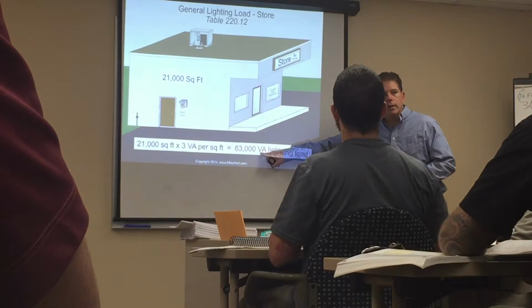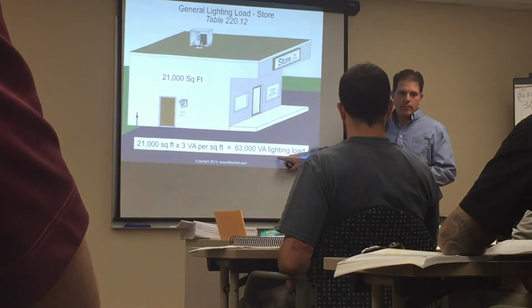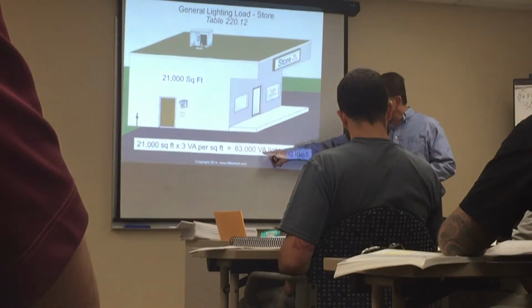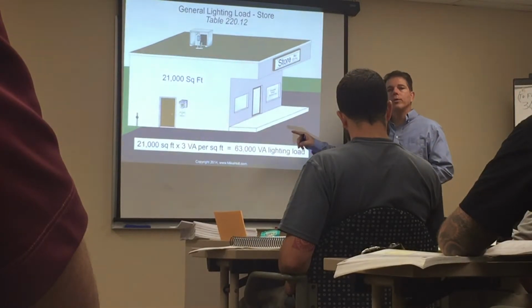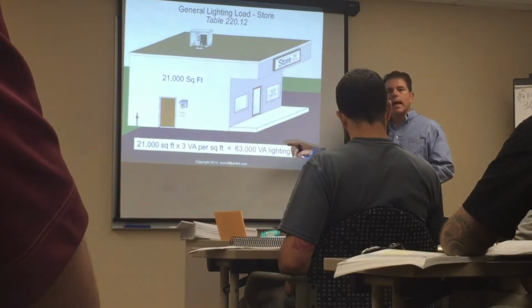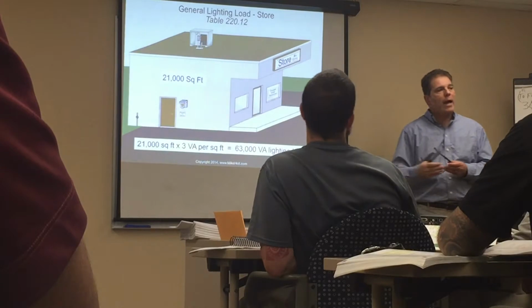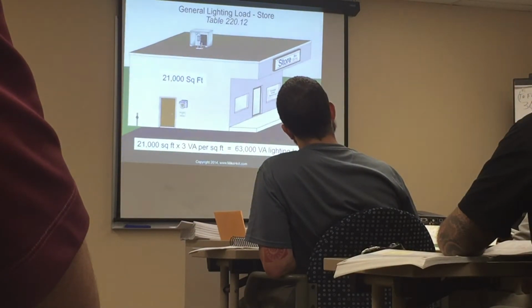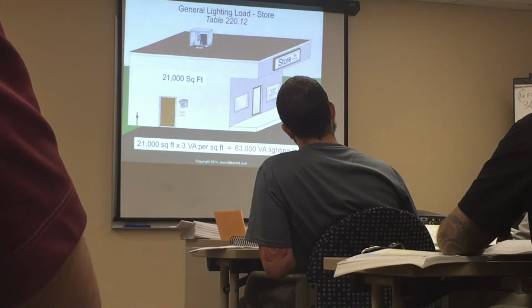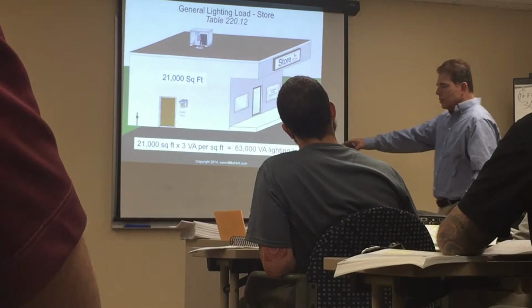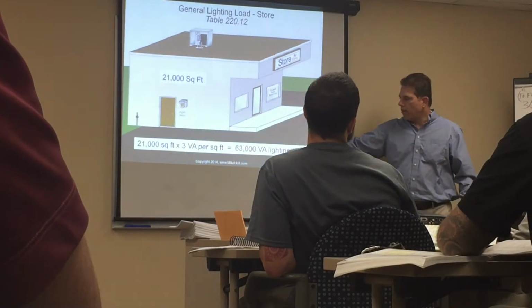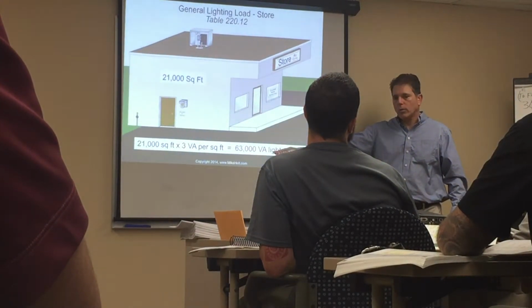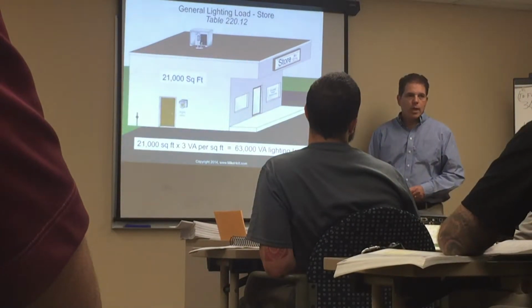What would the calculated lighting load for this store be? Right, it would be 63,000 times 1.25. That would be the calculated lighting load. That would be the load that we would use to size the service for this store. Okay? No, no demand. 25%, because you don't have to demand. Calculated, we're gonna be adding 25%.